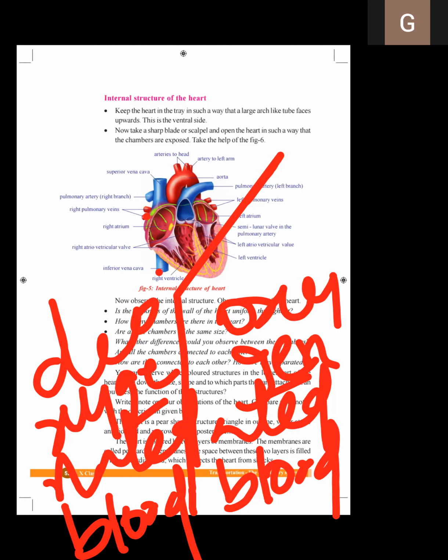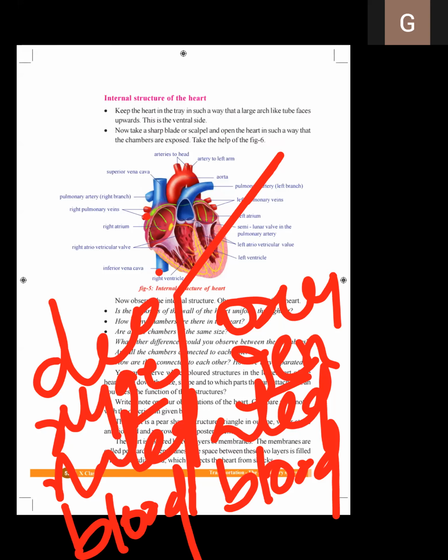So both of them, the superior vena cava and inferior vena cava, carry the deoxygenated blood and open into the right atrium. Then from the right atrium the blood flows into the right ventricle. At the right ventricle we have the pulmonary artery, or pulmonary aorta. This is the major blood vessel.